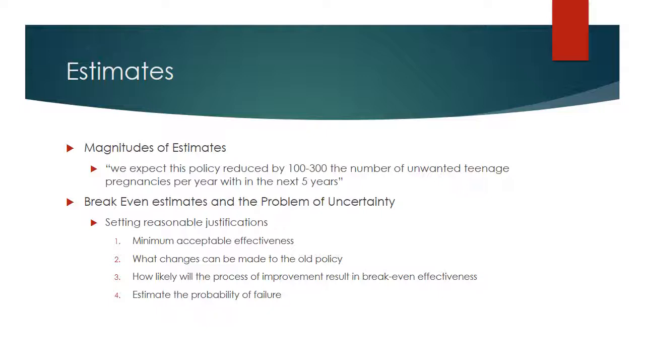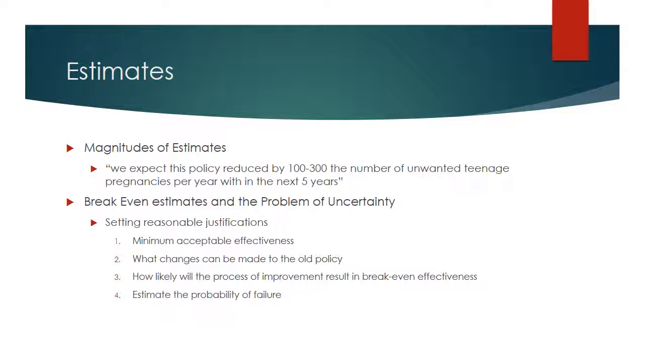Try not to think of your policy as achieving only general outcomes, but consider the magnitude. So instead of saying something like, we expect this policy to reduce the number of teen pregnancies in this county, you can say, we expect this policy to reduce by 1 to 300 the number of teenage pregnancies per year within the next 5 years. So it's a little bit more clear, and it gives a measurable goal.